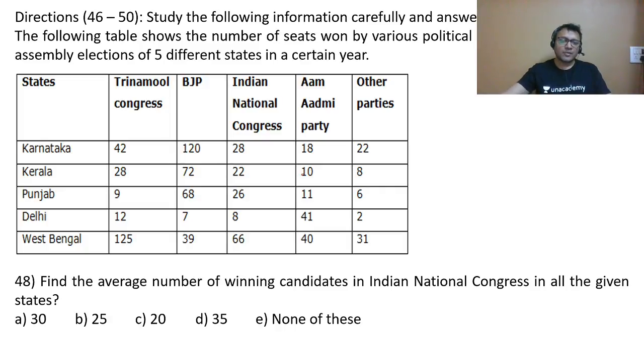Yeah, so if you add up everything, this comes to a total of 150. If you look at 20, 20, 20, 60, 60, 120, 120 plus 130, 150. 150 divided by 5 will give you 30 as the answer. A option.